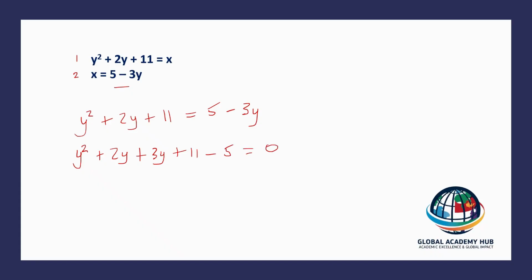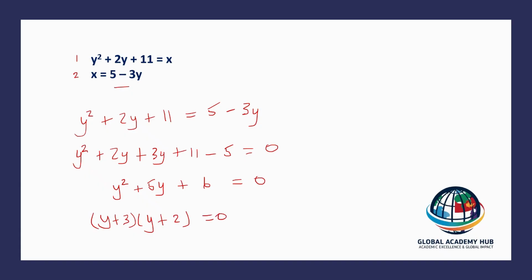So now I have y squared plus 5y plus 6 is equal to 0. So this is a quadratic equation, and so I can have two solutions. And when I factor this, I'm going to have y plus 3, y plus 2 is equal to 0.